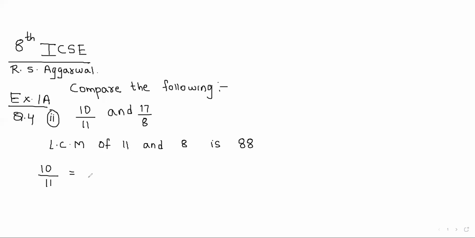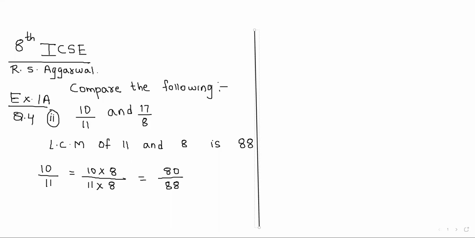Now, the first rational number is 10 by 11. We need to make the denominator 88. So we have to think, 11 into what will give us 88? It's 8. 11 into 8 is 88. The same number we have to multiply to the numerator as well. Now 10 into 8 is 80. So we got the new rational number. 10 by 11 can also be written as 80 by 88.